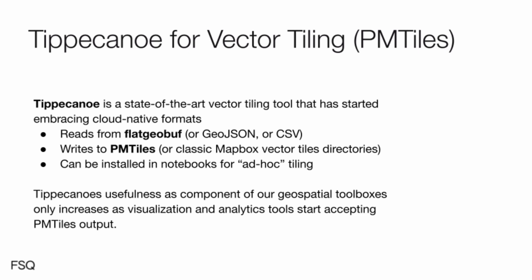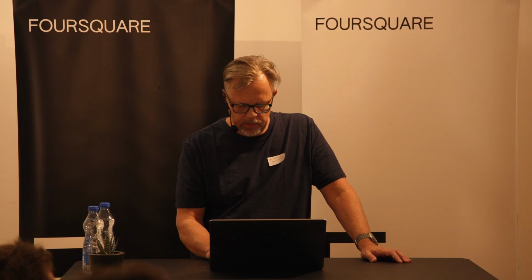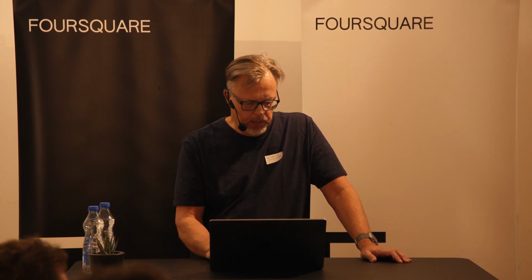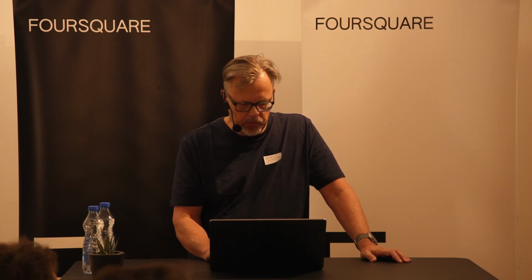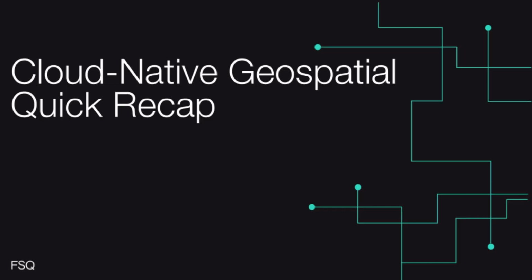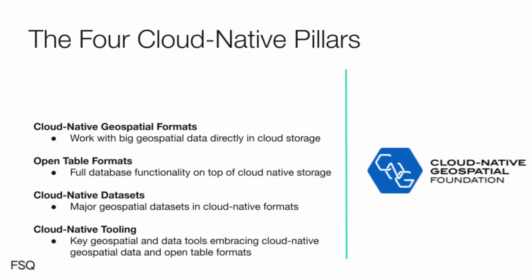That's easy to use, and you can upload it in tools like Foursquare Studio, or you can maybe ask Foursquare Studio to generate the PMTiles for your tiled version, and we write the PMTiles for you, and so it's very easy to exchange information and generate it in different ways. You can even install Tippecanoe in your Python notebook and tile directly from the notebook. So, quick recap: 4 pillars of cloud native: formats, tables, datasets, and tooling. All right, that was a lot.